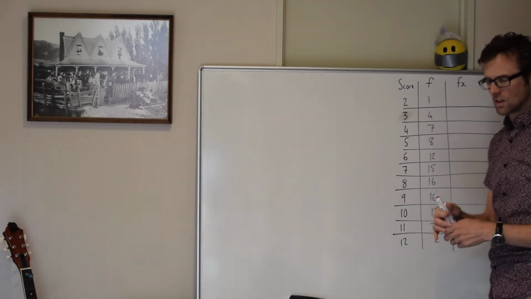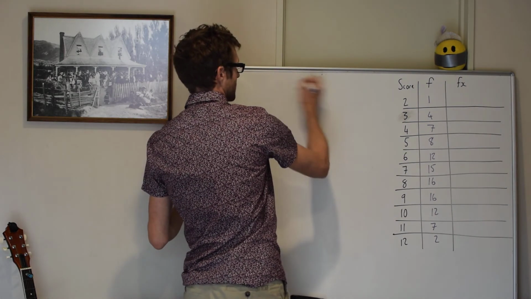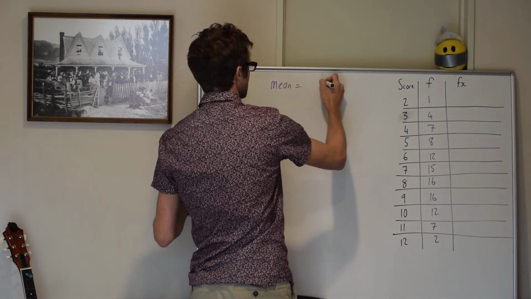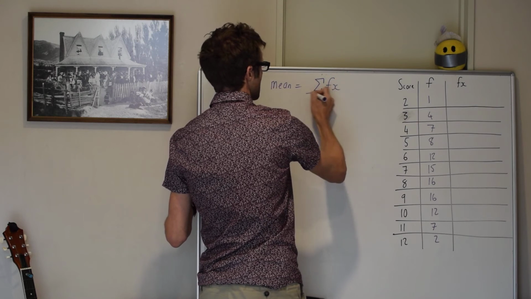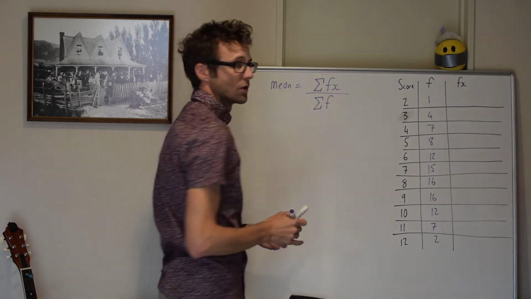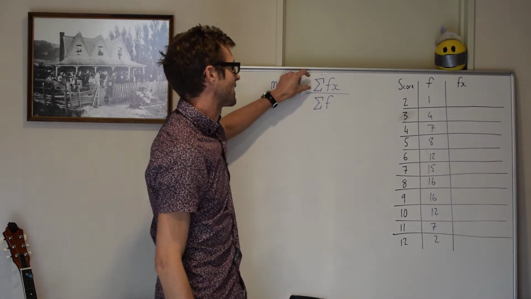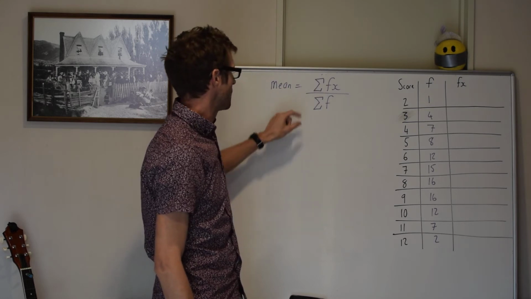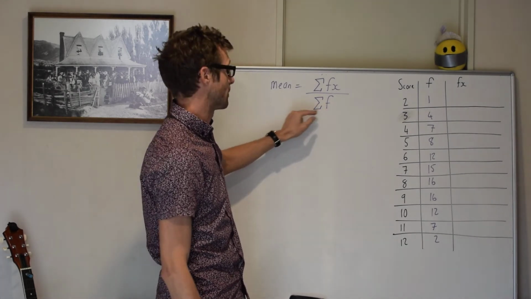So what we use is a special formula to help us in these situations. When we've got data in groups like this, we can say that the mean is equal to sigma fx over sigma f. What does this mean? What it means, this Greek letter sigma means the sum of. The sum of all of our fx values divided by the sum of all of our frequencies. F is frequency, right? The sum of all of the frequencies.